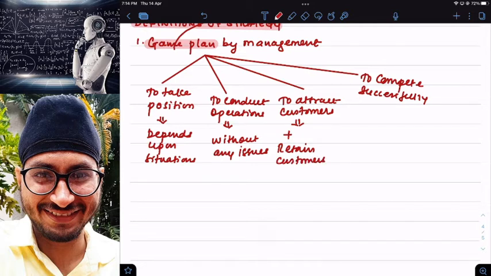Sir, attracting customers towards your product or service is not a very big deal. Getting customers is not a problem. Maintaining the customer is a problem. Clear? Maintaining a customer is a problem.